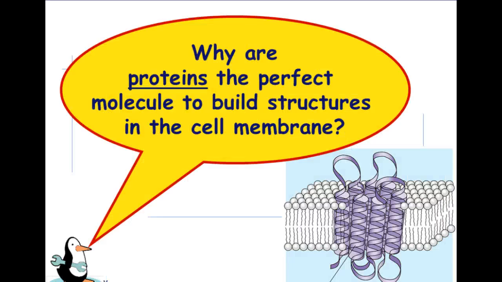Okay, can you answer the penguin's question? So he's asking, why are proteins the perfect molecule to build structures in the membranes? If you said that because proteins are made up of different amino acids and that each amino acid has different properties, such as being hydrophobic, hydrophilic, acidic, basic, etc., you'd be correct. Also write that proteins can basically bind to almost anything, but different ones will bind better or worse with particular structures based on the composition of amino acids. So it's the complex structure that really makes proteins the perfect molecule. So they can actually be made to do almost anything.